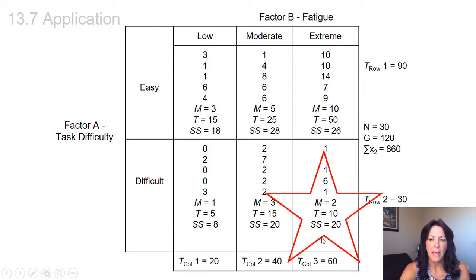And what's happening here is maybe, I'm guessing, that when you have an extremely difficult task and you're very tired, maybe some sort of adrenaline kicks in and you're able to do a little better than you might be expected to do normally. I'm not sure, but this is an example of an interaction. It's an unexpected event that happens when one factor depends on the other. All right, that's it for now. In the next video, we're going to talk about effect size and eta squared.